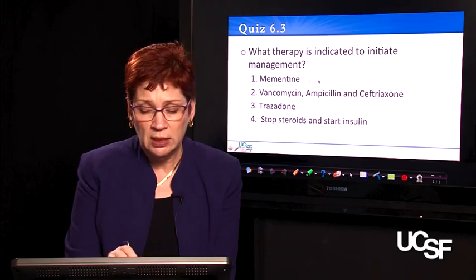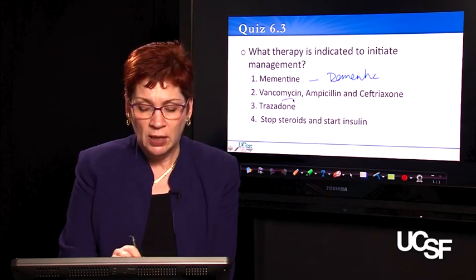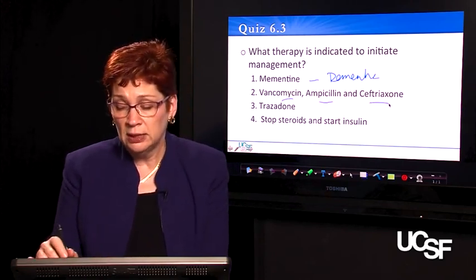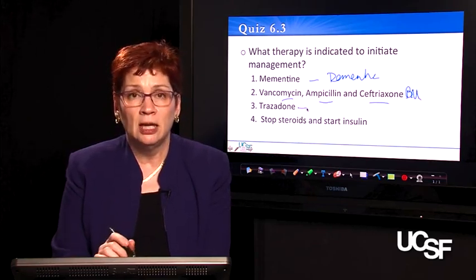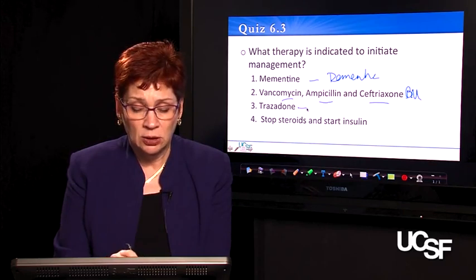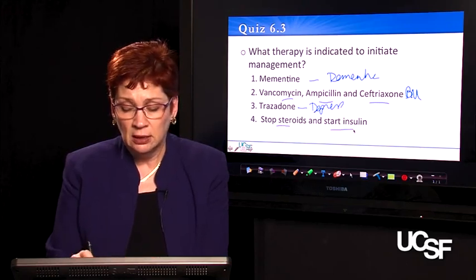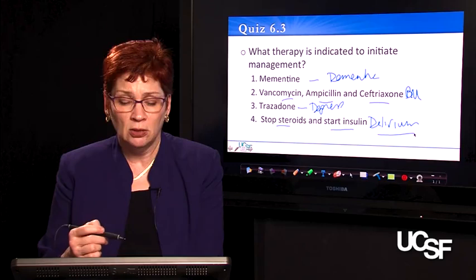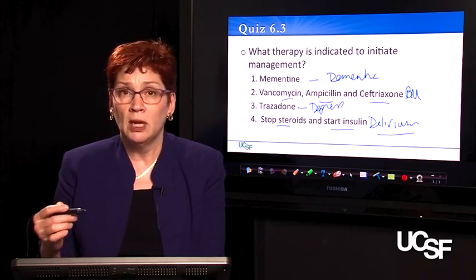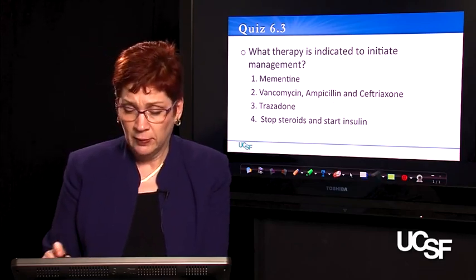So if you chose memantine, you would say, well, I thought the diagnosis was dementia. If you chose vancomycin, ampicillin, and ceftriaxone, you'd say it's bacterial meningitis in the elderly. If you chose trazodone, you'd say, well, I thought the most likely diagnosis was depression. And if you chose stop the steroids and start the insulin, you'd say the most likely diagnosis was delirium. So you can see that compare and contrast thinking around what's the right diagnosis is really critical for many of these clinical type questions that you'll face on different exams.